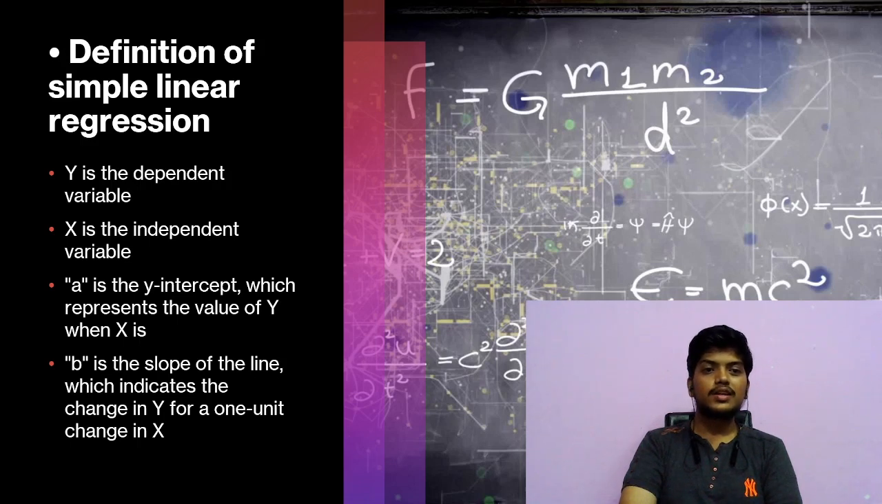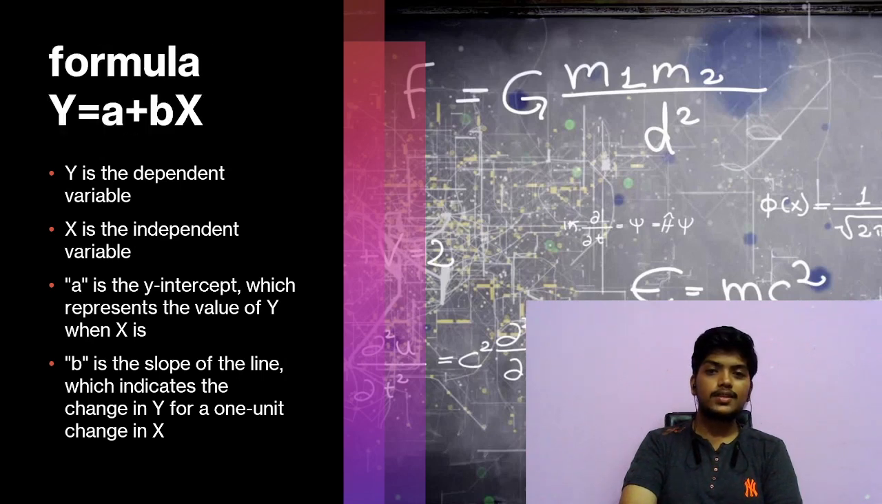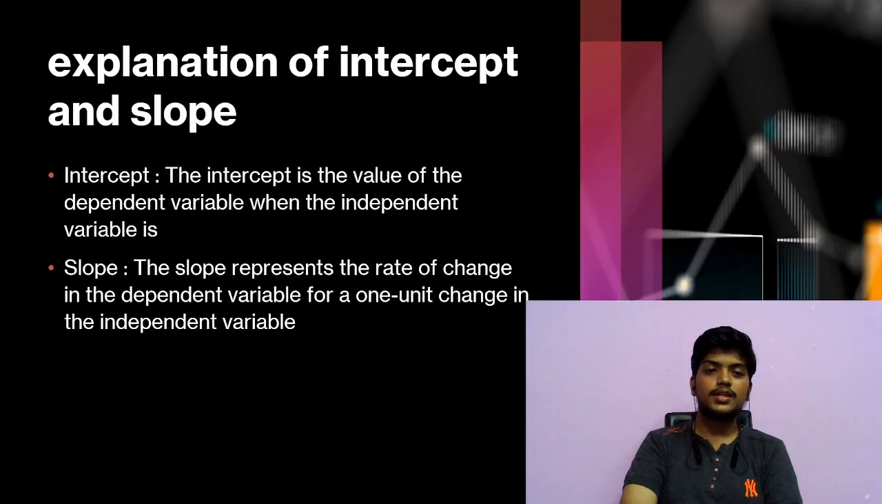Definition of simple linear regression. Y is the dependent variable, X is the independent variable, A is the y-intercept which represents the value of y when x is zero, B is the slope of the line which indicates the change in y for one unit change in x. So the formula is y = a + bx.